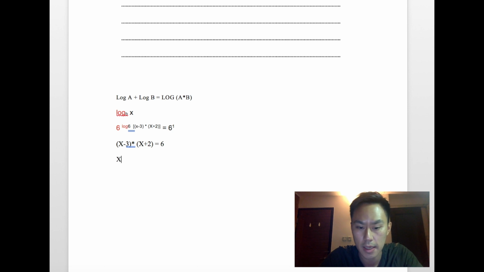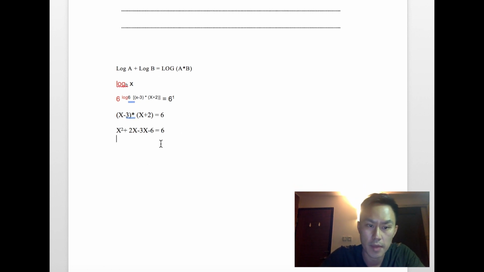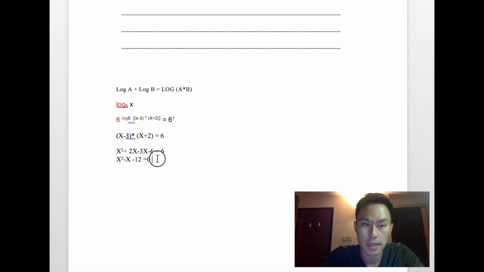So x times x is x to the power of 2, and the next step is plus x times 2, which is 2x, and then minus 3x, and then minus 3 times 2, which is minus 6, equals 6. Next you group everything to the left hand side to solve the quadratic equation, which is quite simple. Grouping it together gives x squared minus x minus 12 equals 0, because you move the 6 to the left hand side. What you do next is solve the quadratic equation right here.